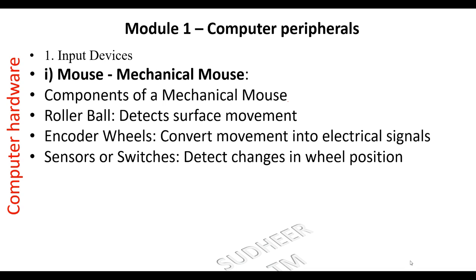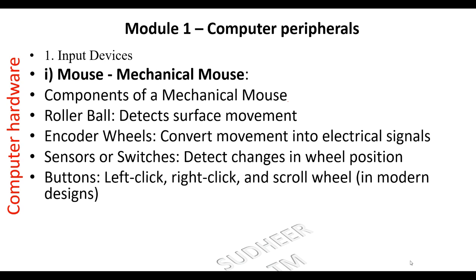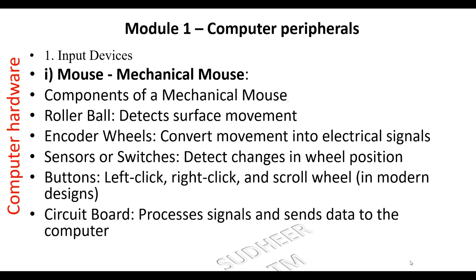Everything is implemented. So sensors and switches are there, detecting changes in wheel position and the buttons: left click, right click and scroll wheel. Finally, there will be a circuit board inside your mouse. That board decides all the commands, the actions being performed by the mouse unit.